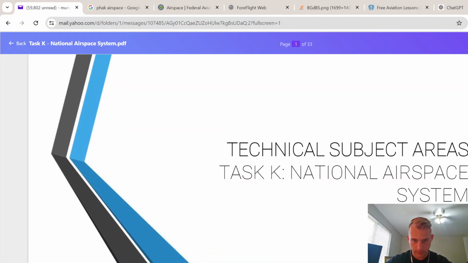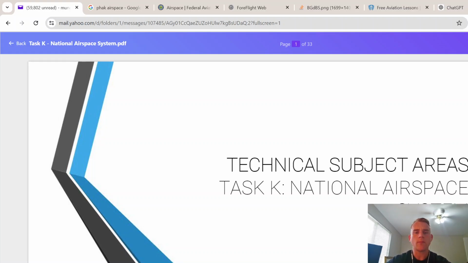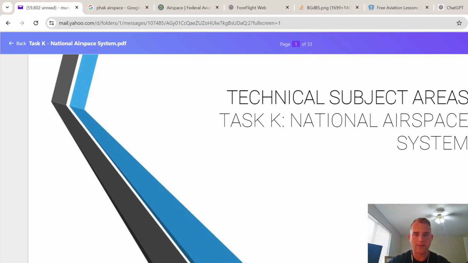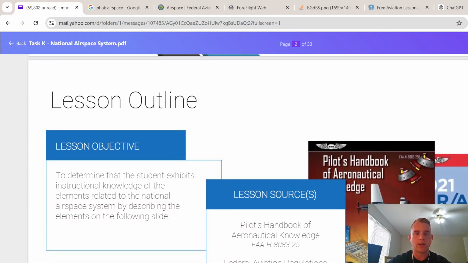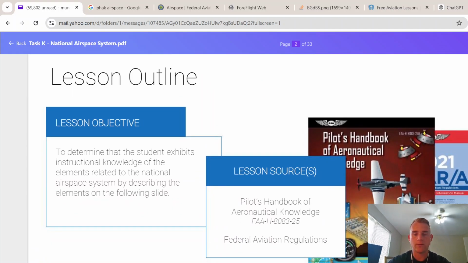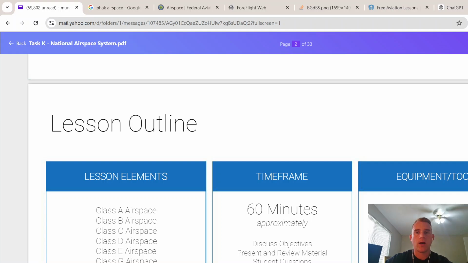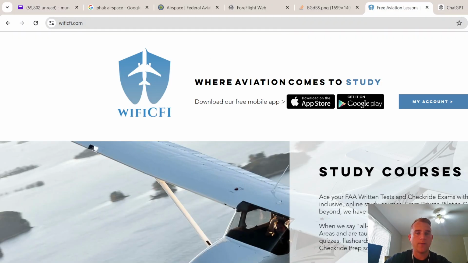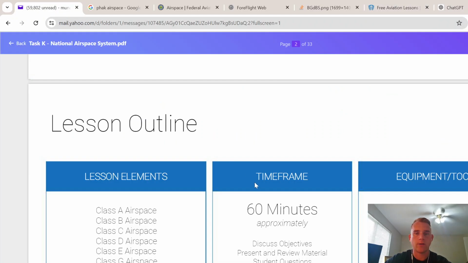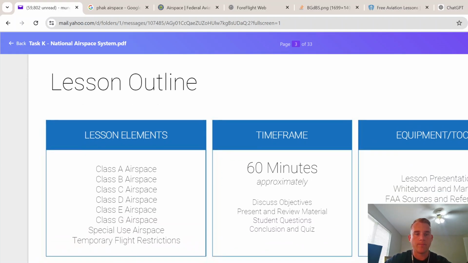Okay, so let's go ahead and jump into this. No more yapping. Task Kilo, National Airspace System. Lesson outline. The objective is to teach you guys about the National Airspace System. We're going to be referencing the FAR AIM and the PHAK. I'm using Wi-Fi CFI for these PowerPoints. Great stuff here. I'm going to be using this for my check ride. So I just want to let you guys know this is where I'm getting this from. All these PowerPoints are made by them.